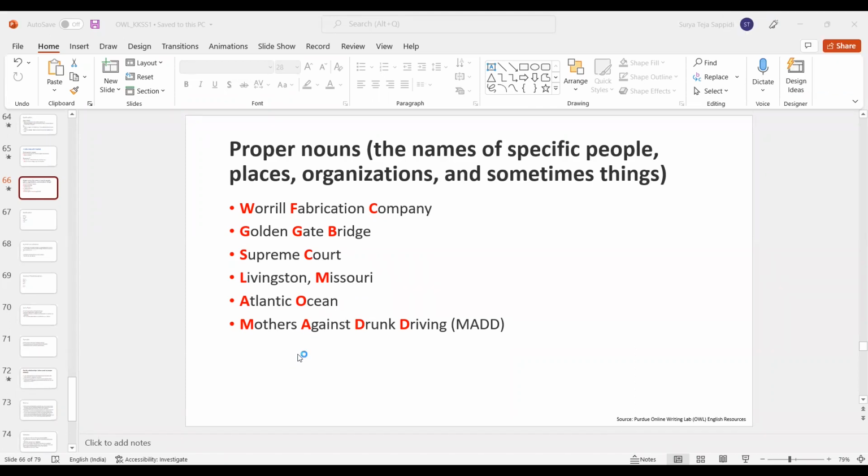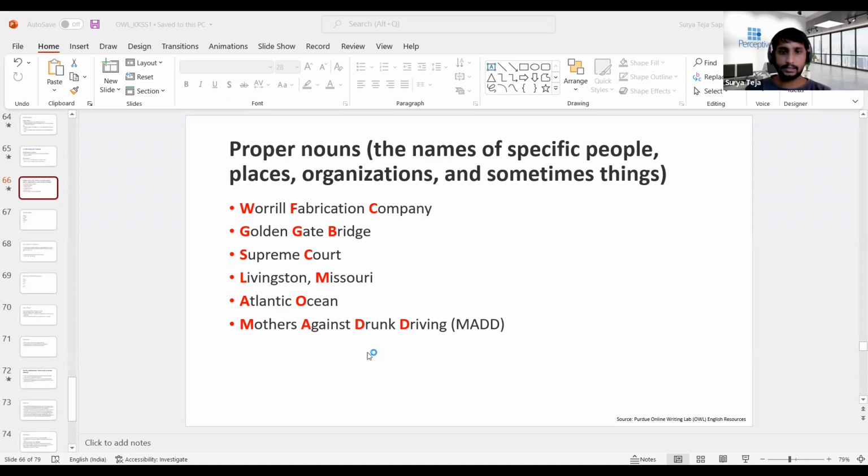And if you see here, Mothers Against Drunk Driving. It is the name of an organization, so it becomes a capitalized proper noun. That is the reason we have capitalized it. And this is the abbreviation. I'll talk about this abbreviation specifically in the coming slides. I'll move on to the next one. We'll do some little practice here.